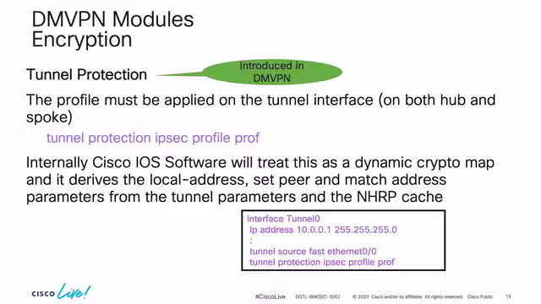So what exactly is tunnel protection? Tunnel protection is where we associate an IPsec profile and apply it on a tunnel interface. So what happens when we go ahead and apply this tunnel protection? We associate the tunnel protection with the IPsec profile and apply it on a tunnel interface. Let's just take a step back.